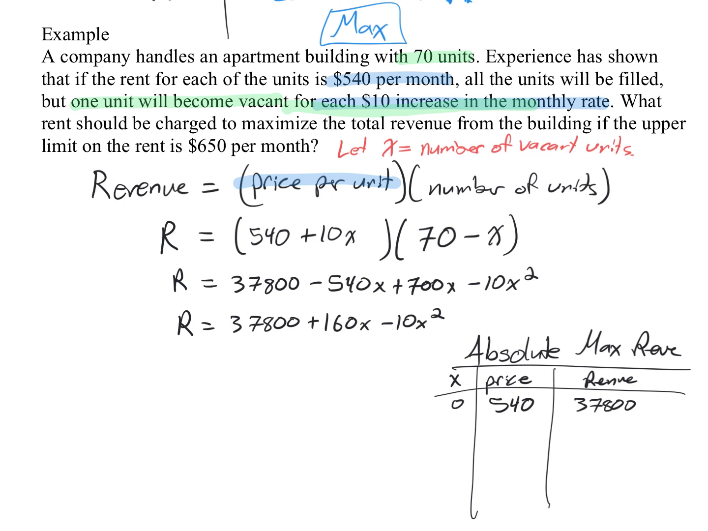Maybe there's a city ordinance that says that, or maybe we're part of a corporation and the corporation won't allow us to charge more than this, or any number of other reasons. In order to get this, how many vacant units would we have? Or if we chose this price, how many vacant units would we have? Keep in mind, you will get 1 vacant unit for every $10 increase in the monthly rate.